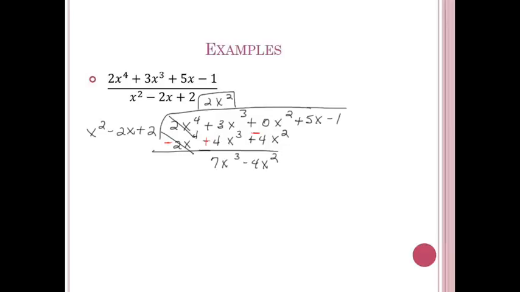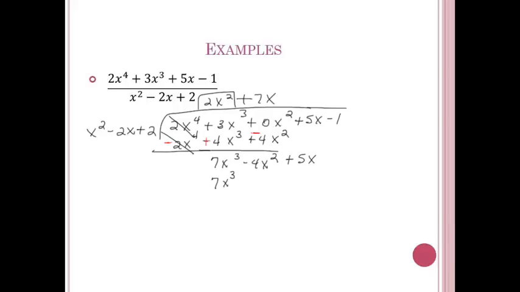We've done our subtraction. Now we need to bring down the next term, which is plus 5x. Okay. Now, we've got 7x cubed and we've got x squared in the divisor. So if I multiply by 7x, 7 times 1 is 7. X times x squared is x cubed.